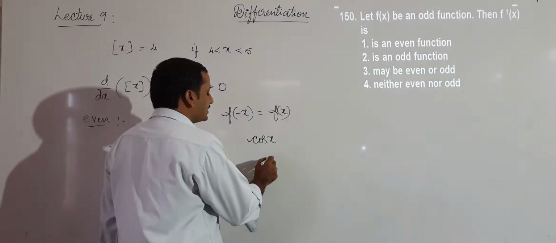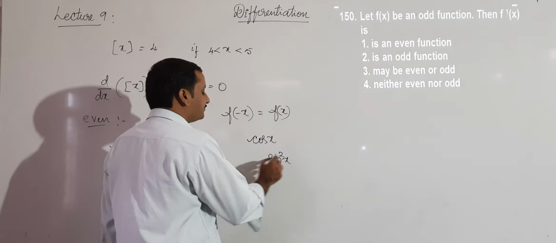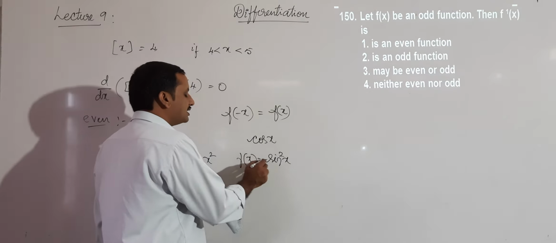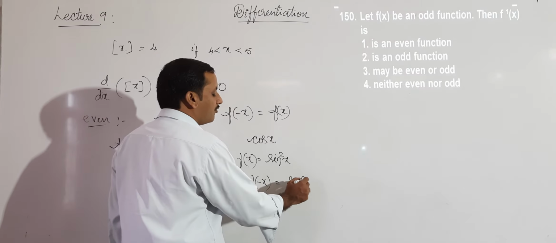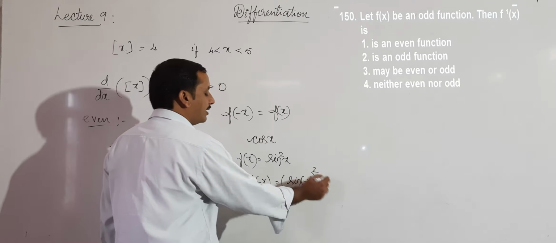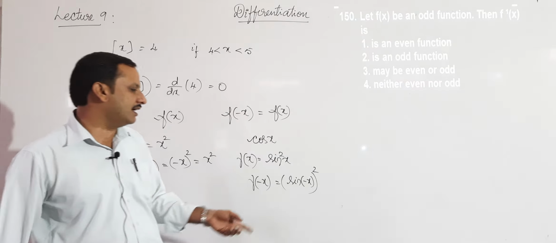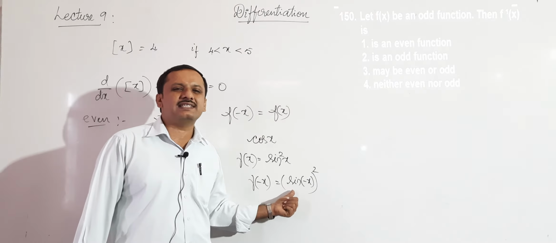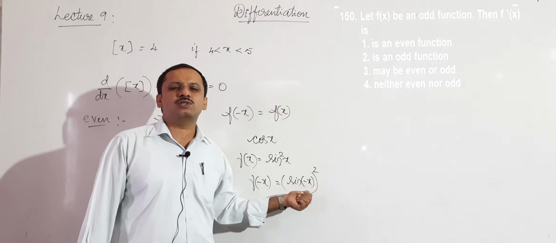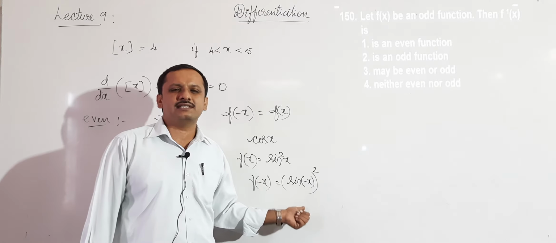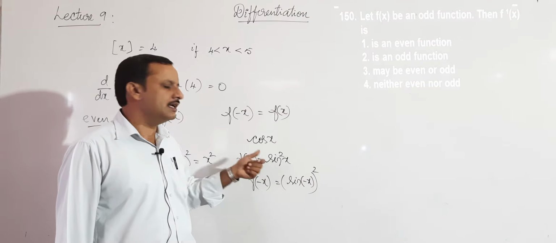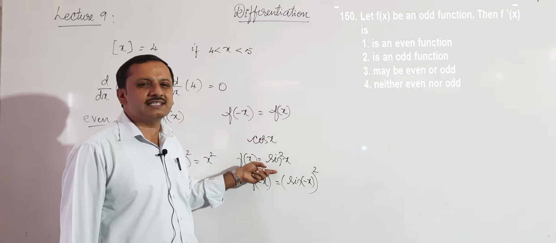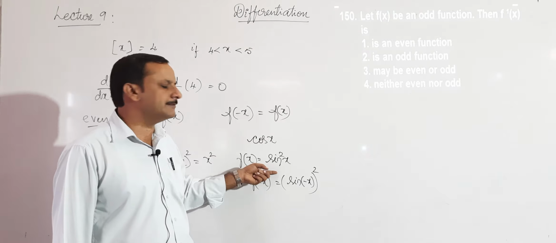Then if I consider sine square x, f of x equal to sine square x, f of minus x will be equal to sine of minus x whole square. Sine square x is nothing but sine x whole square, right? So sine of minus x is minus sine x, but minus sine x whole square will be plus sine square x. So this is also same as f of x. Hence, sine square x is another example for an even function.